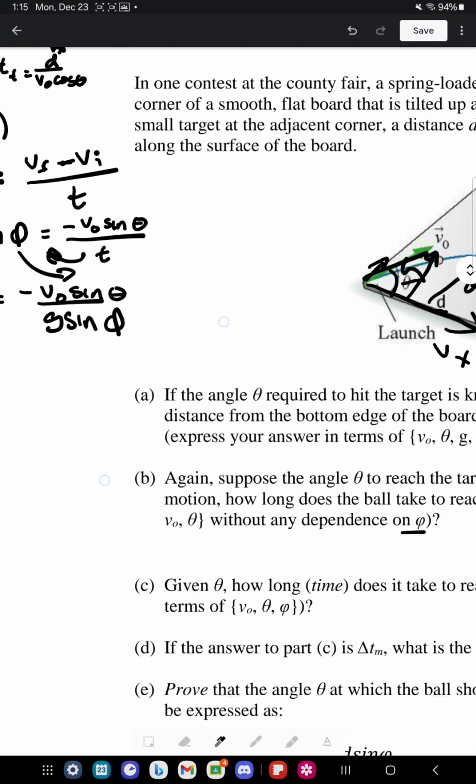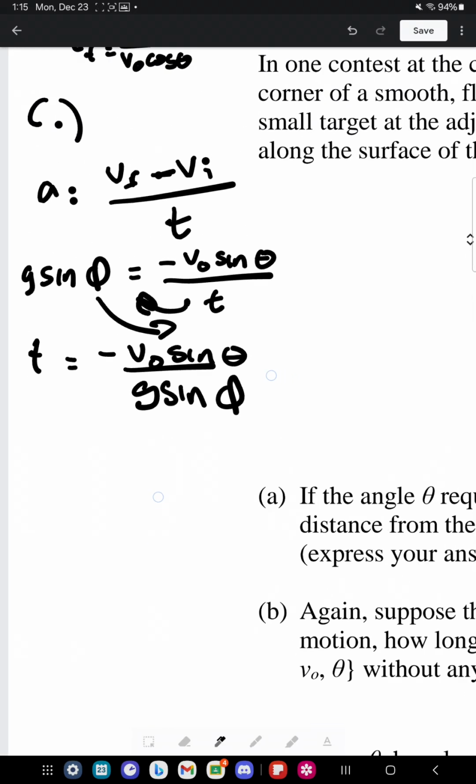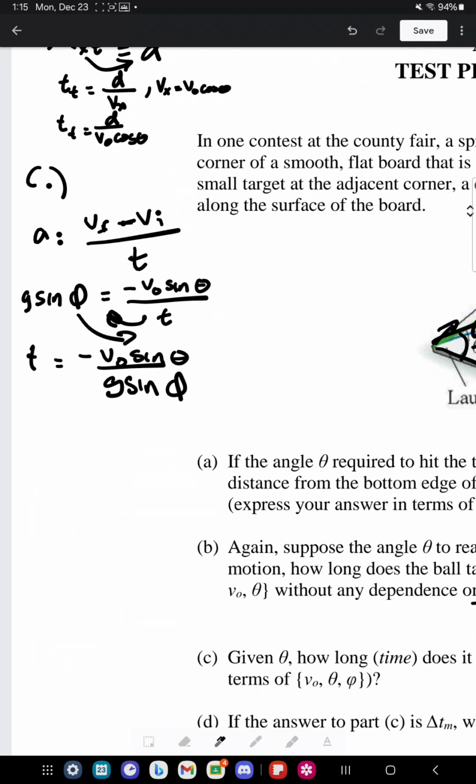Just one more thing I would like to add. g is taken as negative in this scenario because time has to be positive, and the top, v0 sine theta, is negative.